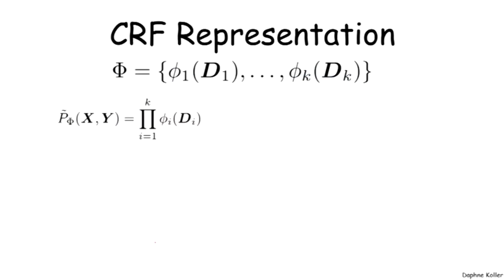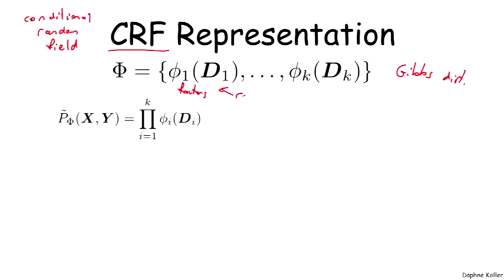But before we do that, let's first give ourselves the formal definition of this thing, which is called a CRF, which stands for conditional random field. And a conditional random field at first glance looks just like a Gibbs distribution. So just like a Gibbs distribution, we have a set of factors, each with their scope. And just like a Gibbs distribution, I multiply the factors to get an unnormalized measure.